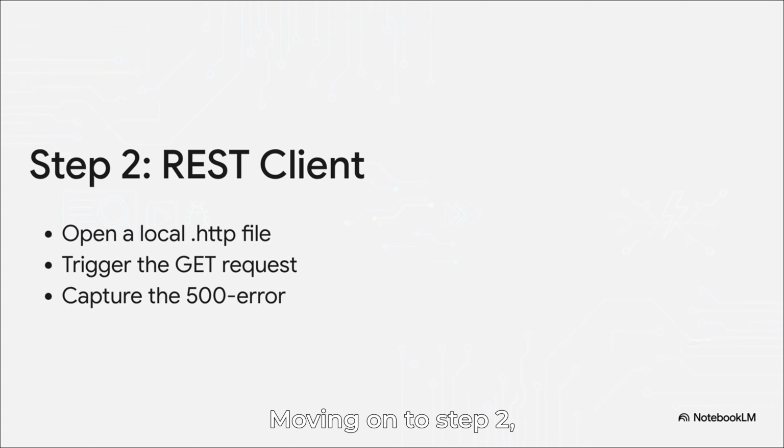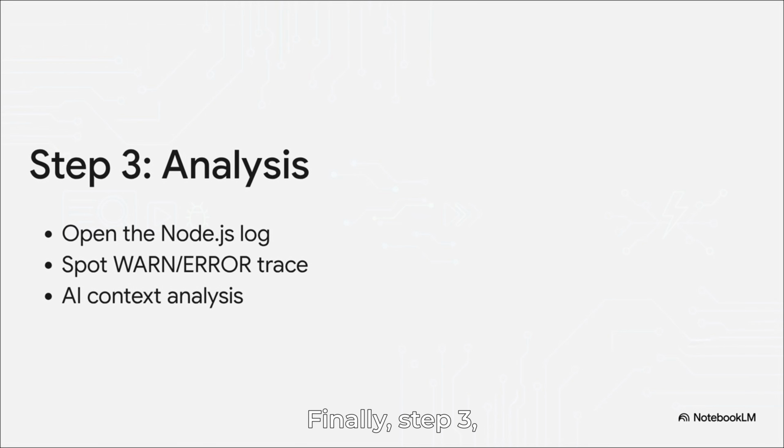Moving on to step 2, REST client reproduction. Now we need to verify this behavior. So we open a local .http file and we fire off our mock REST API call, right there in the split view. Instantly, we capture the exact 500 error response from our Node server. And notice, we did all of that without ever touching our mouse to switch over to an external browser or a separate API app.